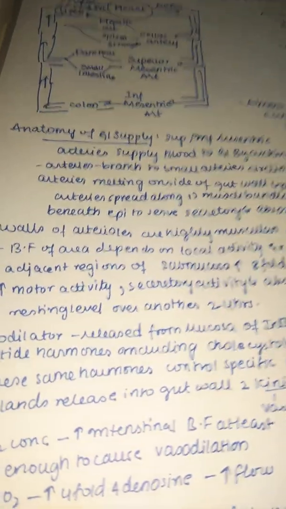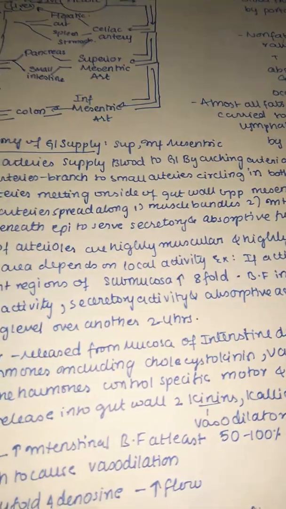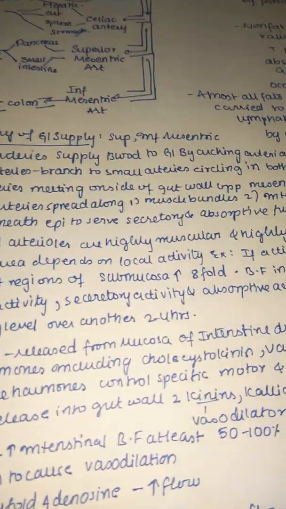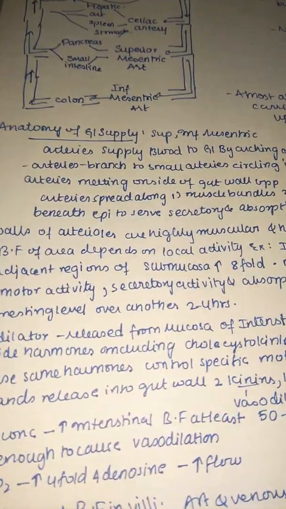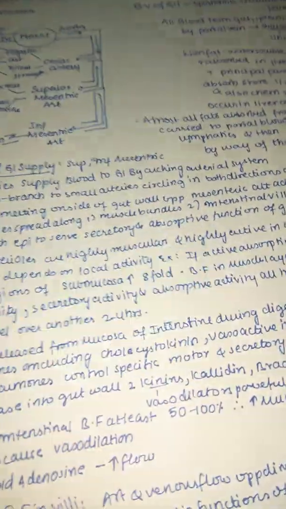Next let us see the anatomy of the GIT supply, that is, the gastrointestinal blood supply. Let us see how it takes place. Mainly we have the superior and inferior mesenteric arteries involved, and also the celiac arteries. The arteries mainly supply blood to the GI by an arching arterial system. So it's like an arching system.